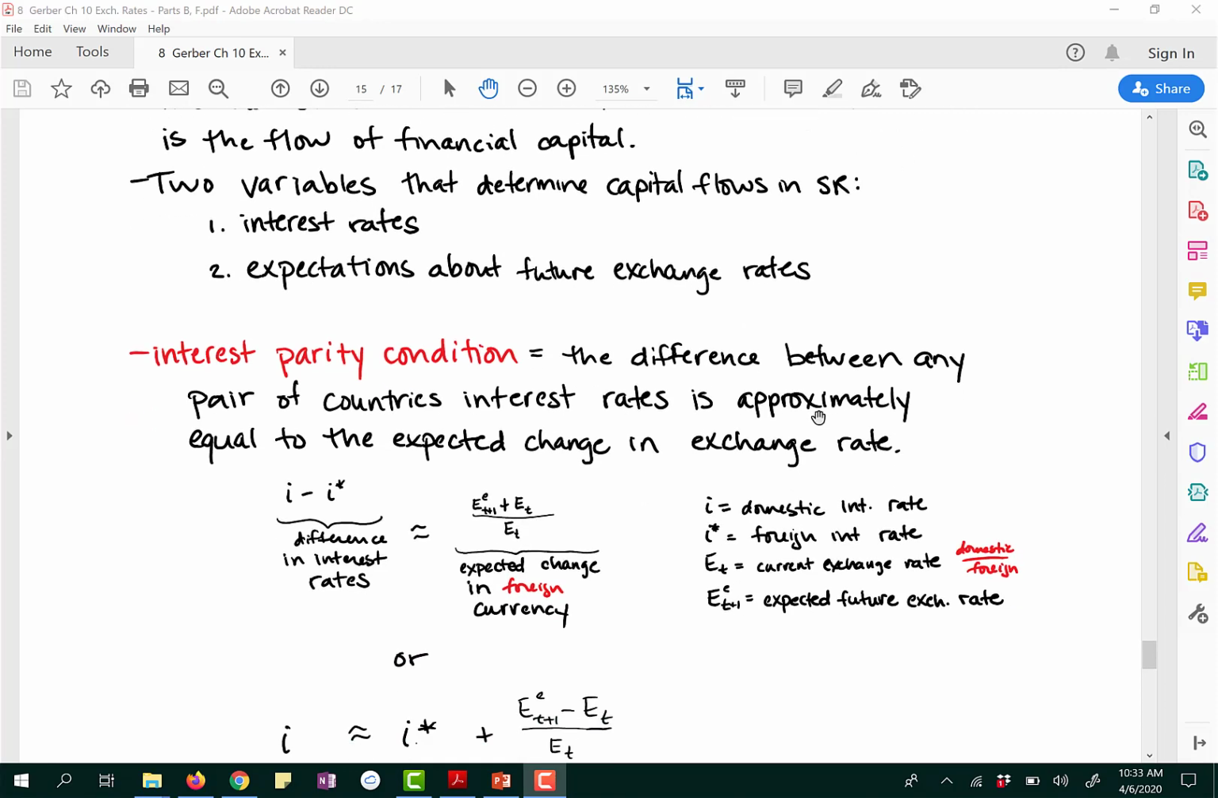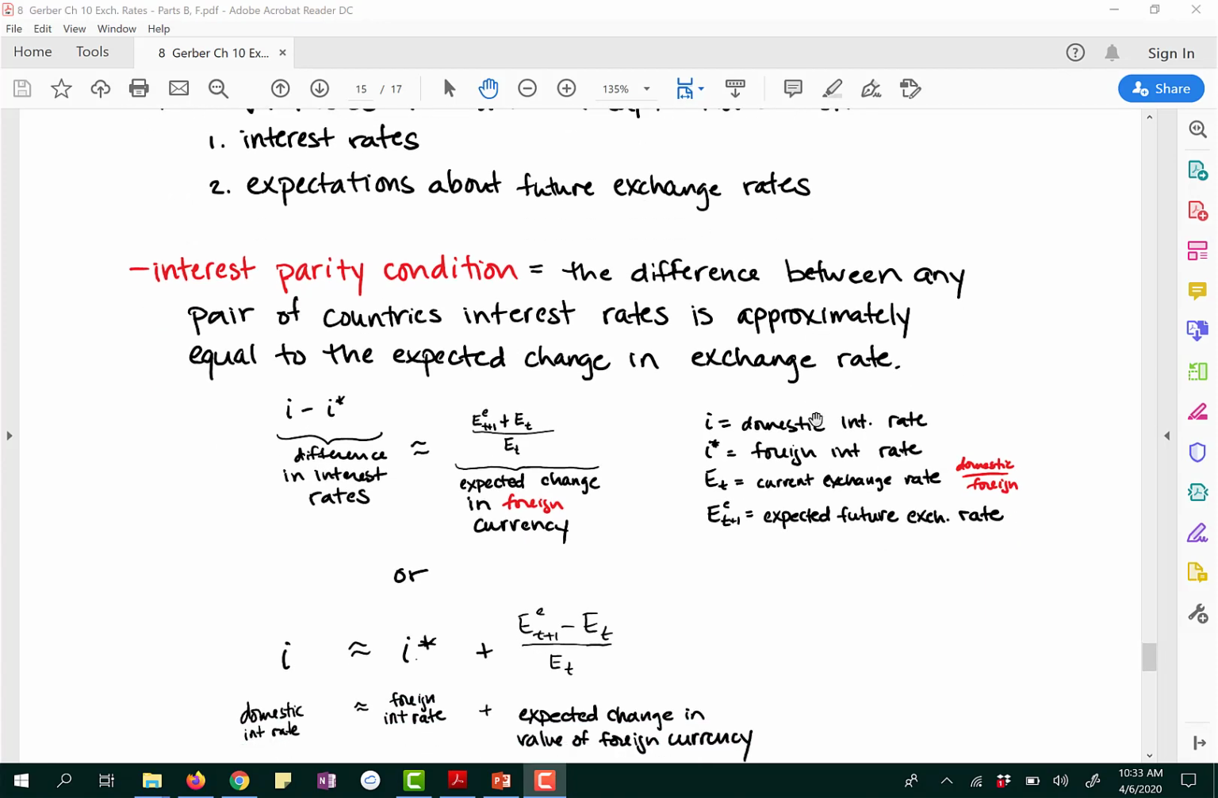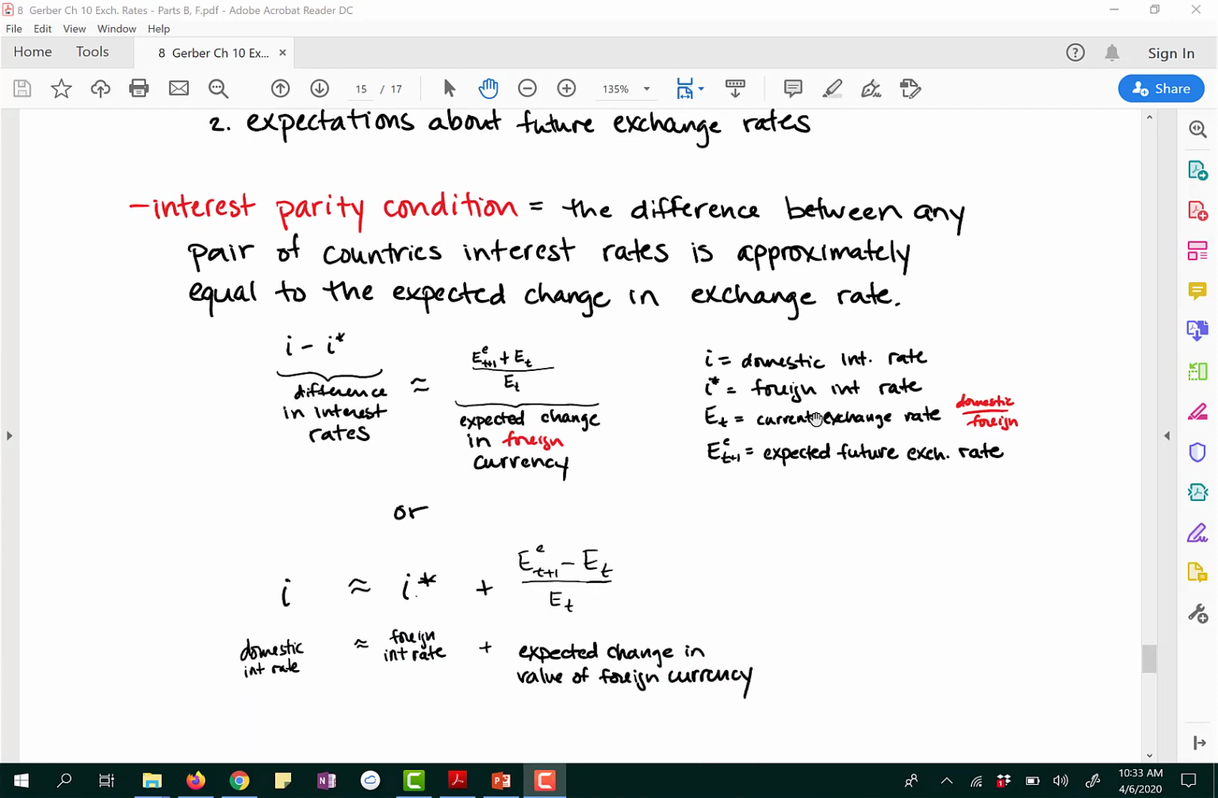So another application of interest rate parity is this. It essentially tells us that when you see differences in interest rates between countries, you can infer what the market expects to happen to the exchange rate of that currency. And that's expressed here mathematically. So the difference in interest rates is equal to the expected change in the value of the foreign currency.